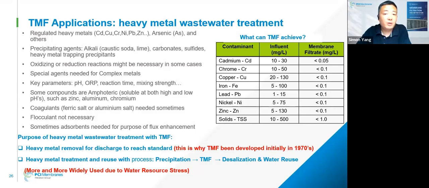So with pH controlling and mixing, insoluble metals form and then are sent to TMF for filtration. Treated water can be discharged or reused with subsequent RO. Here's what TMF can achieve. Because of a membrane barrier, TMF treated water is always better than the effluent of a settling tank.